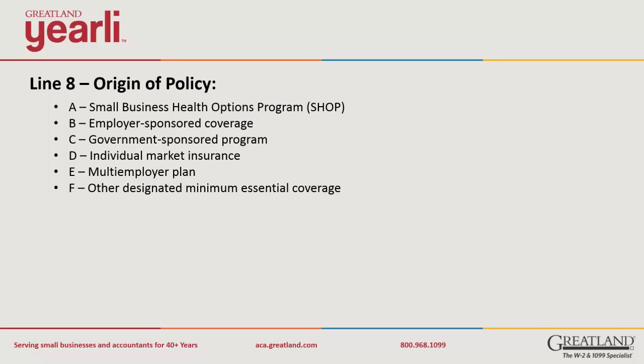Code B is for employer-sponsored coverage. Code C is a government-sponsored program. Code D is for individual market insurance. Code E is a multi-employer plan commonly used for reporting by unions. And Code F is any other designated minimum essential coverage.